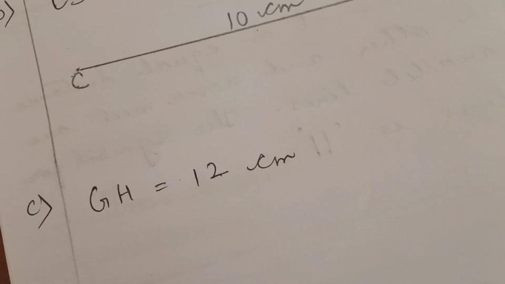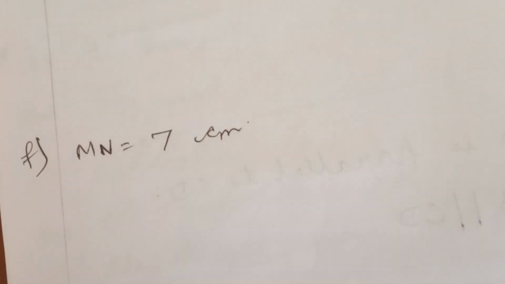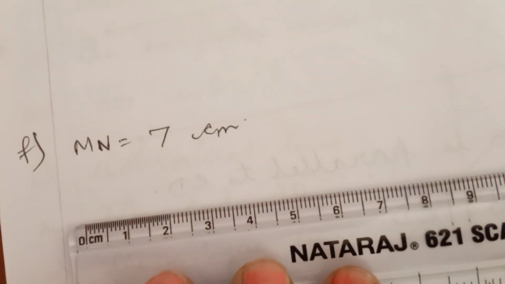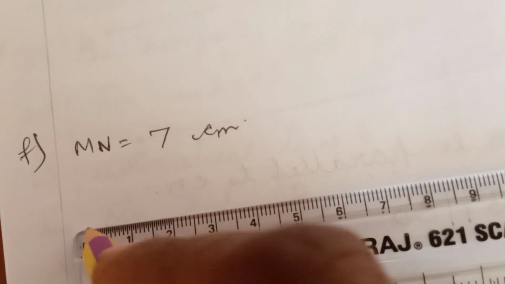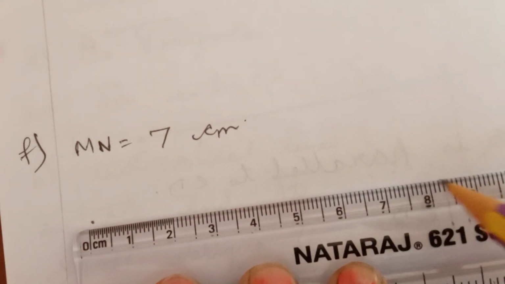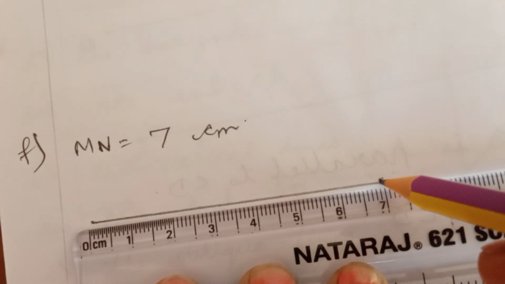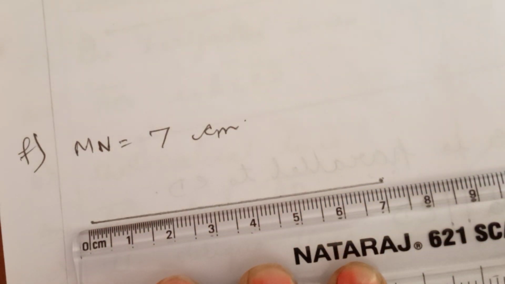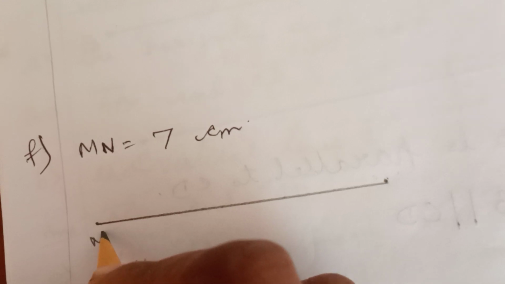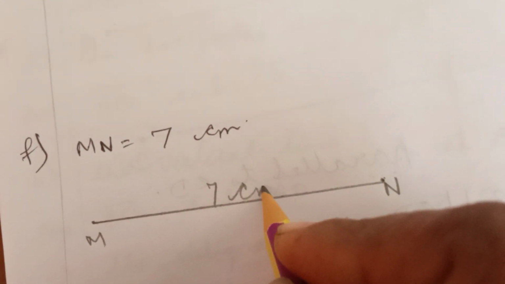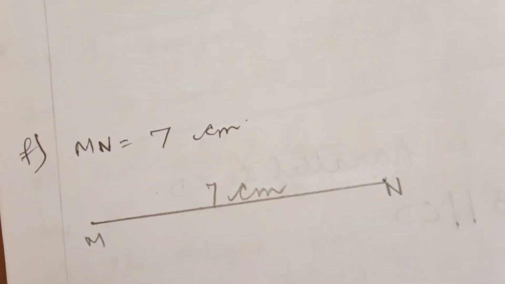Now moving to last question, children. Here you have to draw MN of 7 centimeter. Again you hold your scale, children. In the same way, you mark one point at 0, another point you mark at 7, and then you join it from 0 to 7. And now here MN, so write here M, write here N, and here length is 7 centimeter. I hope you are getting it.